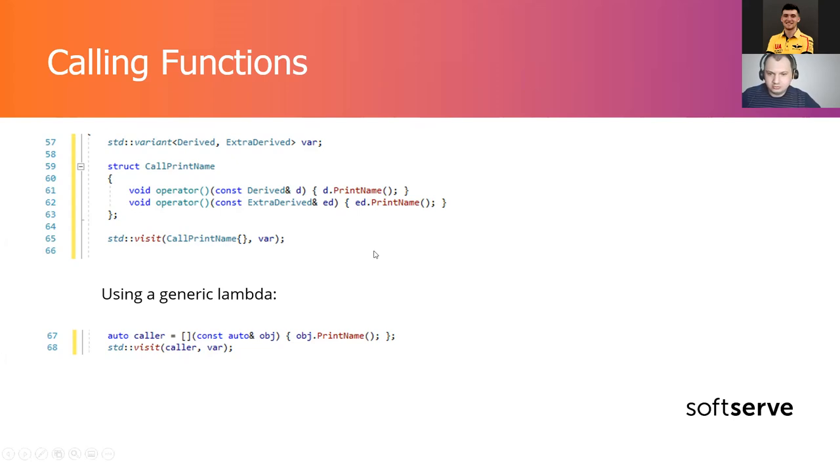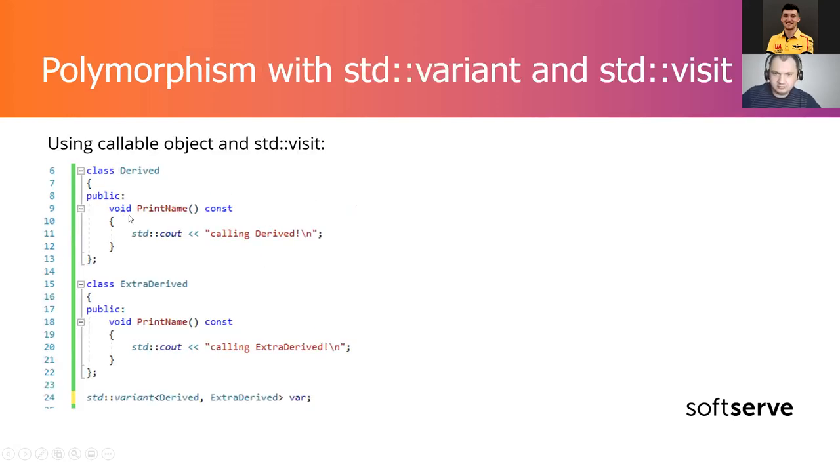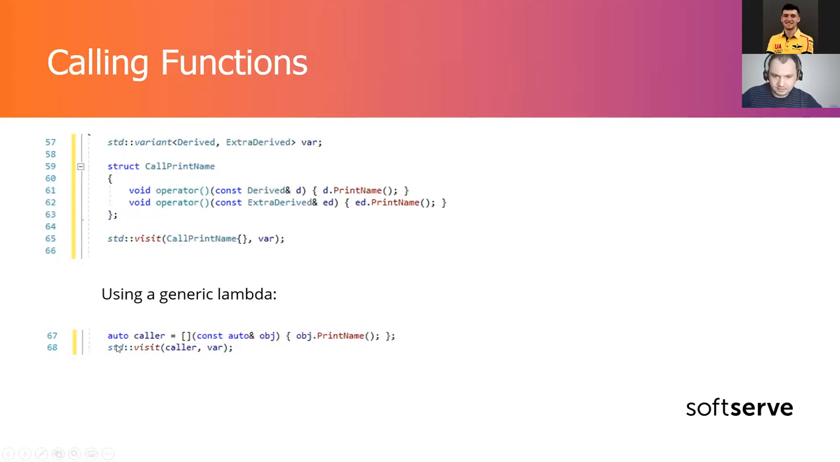And also we can express the visitor with a generic lambda. Here is provided a generic lambda, and it calls print name from the Derived or ExtraDerived class. And std::visit takes its caller, its lambda, and var is our variant.